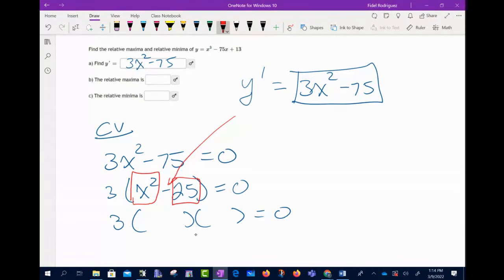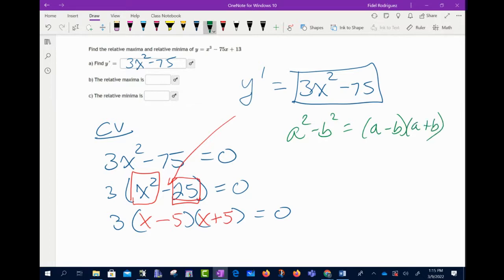Then what we say here is, okay, look, what do I need to square to get x squared? Oh, x and x. What do I need to square to get 25? 5 and 5. One of them is negative, one of them is positive. Okay, that formula always works. I'll even write it down here for y'all so you can see it. It's this formula right here: a squared minus b squared is a minus b times a plus b. Okay. All right.